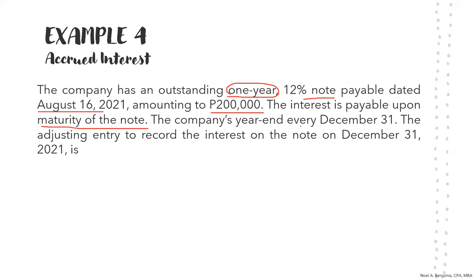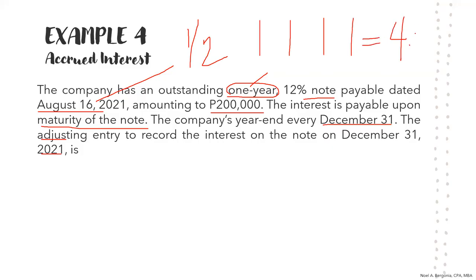Okay? Then the company year ends on December 31 ulit. Then the adjusting entry on December 31. So since naka year naman to, not necessarily days, and August 16 is almost, if you count it, half of the month. So for August, it will be one half. September is one. October is one. November is one. And then December is one. So all in all, ang nakalipas is 4.5 months. So we can use the monthly approach. Now which can be different doon sa kanina since we are talking about days. Okay?